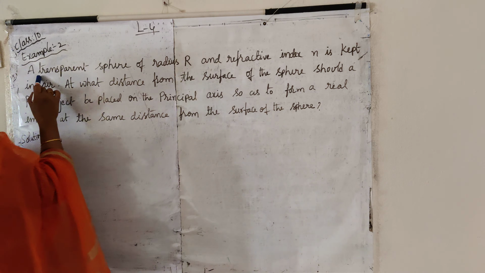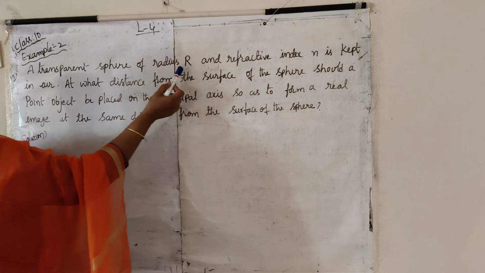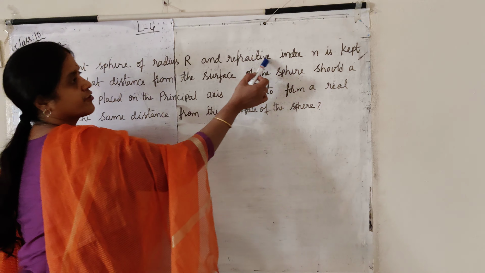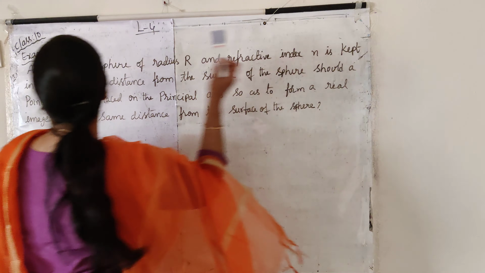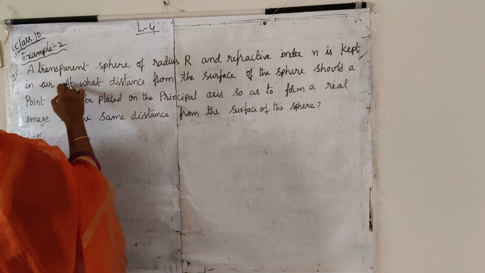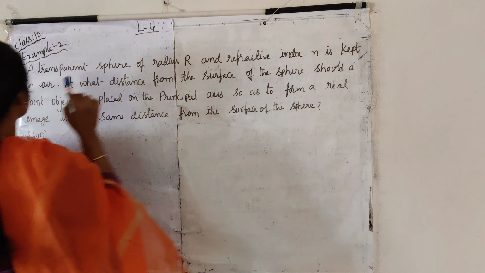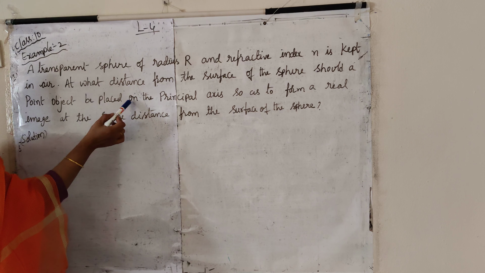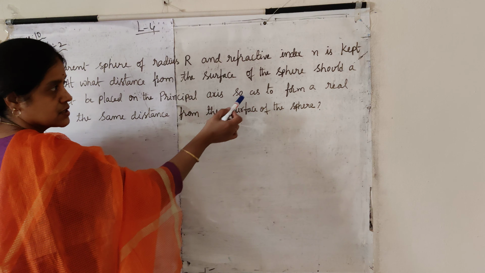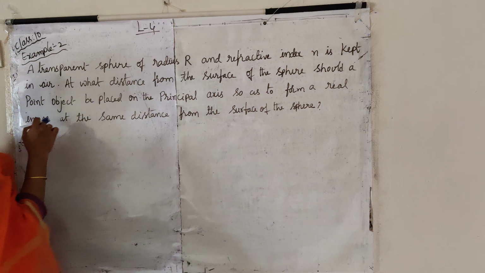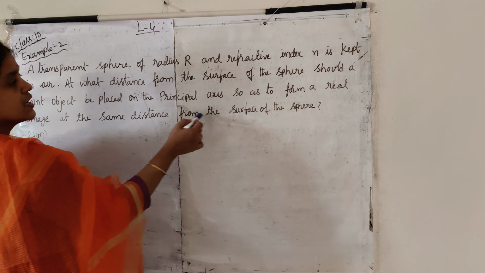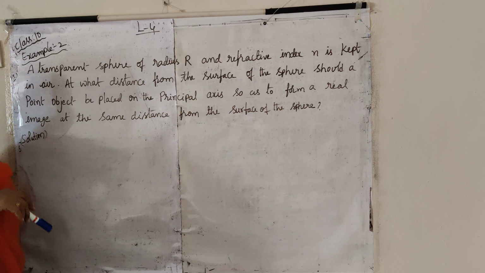Here a transparent sphere of radius r and refractive index n is kept in air. At what distance from the surface of the sphere should a point object be placed on the principal axis so as to form a real image at the same distance from the surface of the sphere?